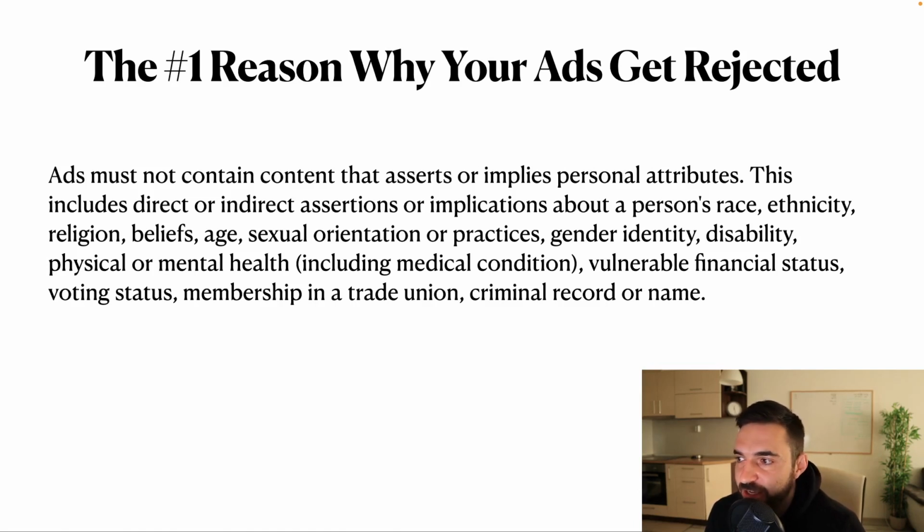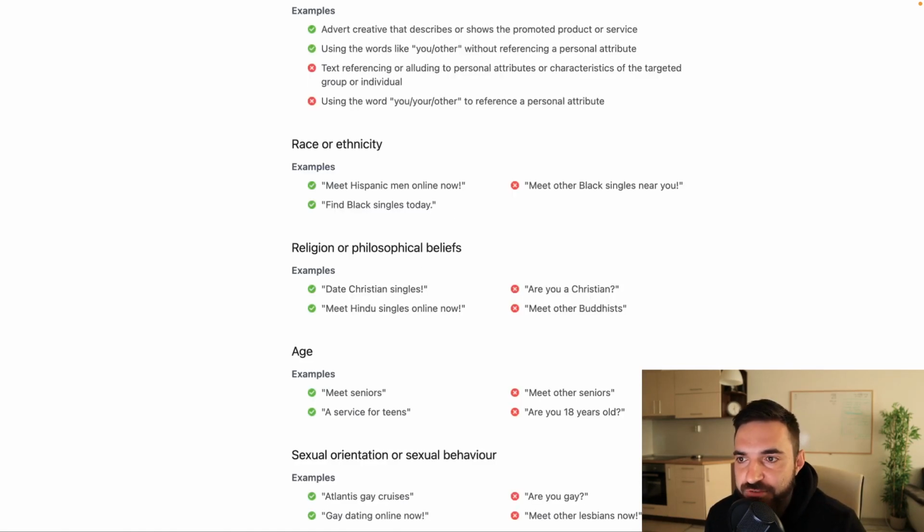Facebook says this includes direct or indirect assertion or implication about a person's race, ethnicity, religion, beliefs, age, sexual orientation or practices, gender identity, disability, physical or mental health, vulnerable financial status, voting status, membership in a trade union, criminal record or name. So as you can see, it's very big. If you imply personal attributes that are related to any of those, your ads will get restricted. And I couldn't understand it very well at first, and that's why I had so many ads restricted.